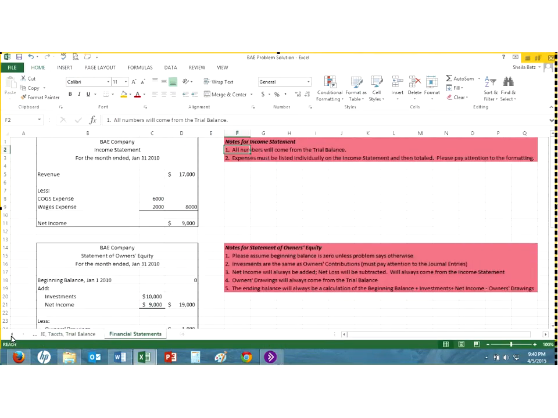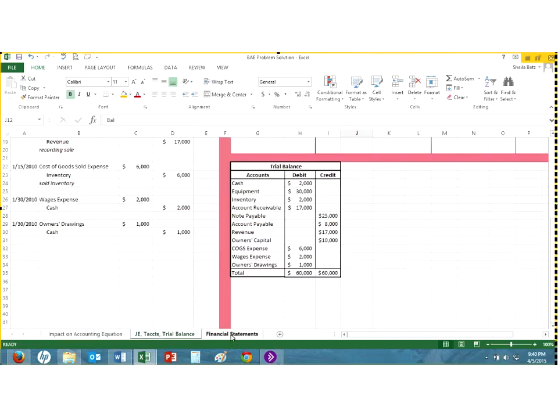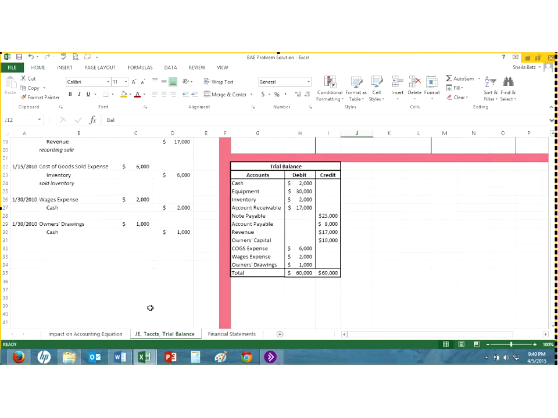Last week you had the solution, everything from the impact on the accounting equation, the journal entries, the trial balance, and the financial statements. So now what we want to do is close out this company. So let's go to the T accounts. The only T accounts we will close out are the following.